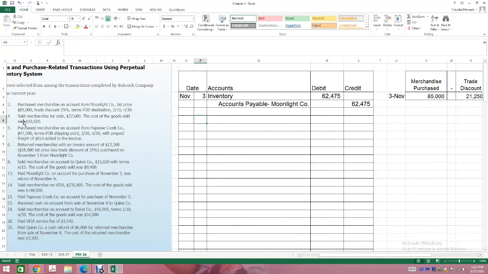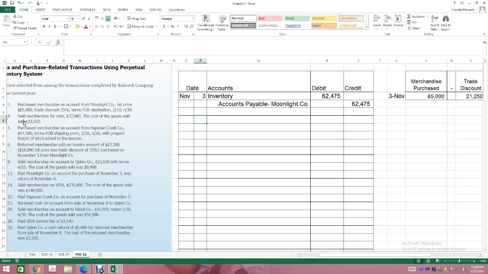On the 4th, you sold merchandise for cash, 37,680. The cost of the goods sold was 22,600. So now we had some goods available for sale. We managed to sell some of those goods for 37,680.